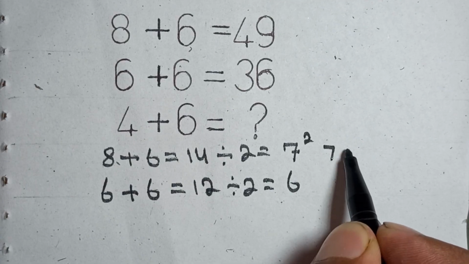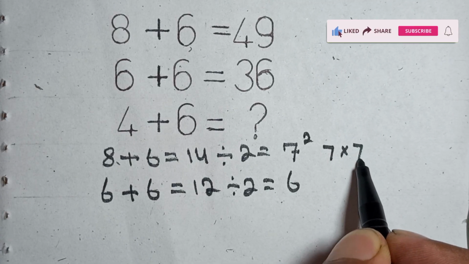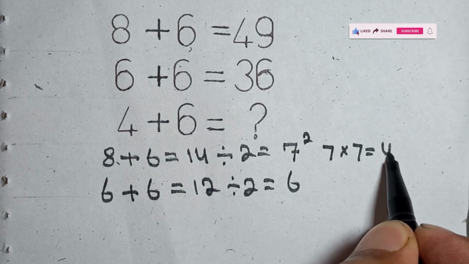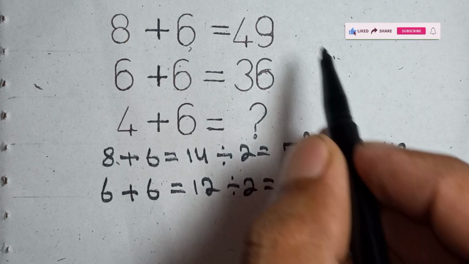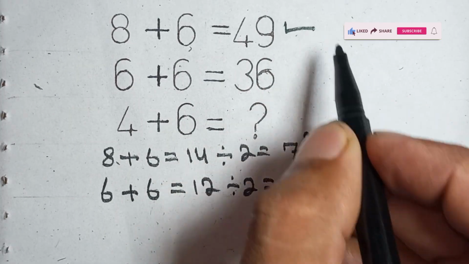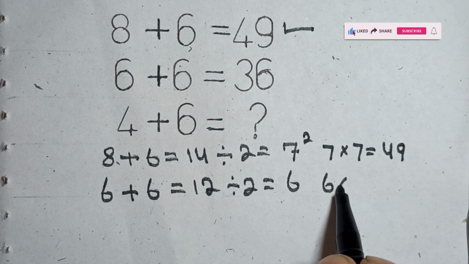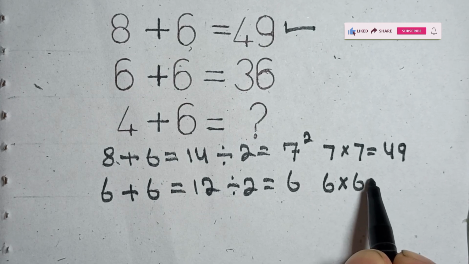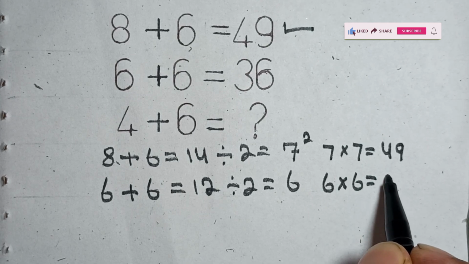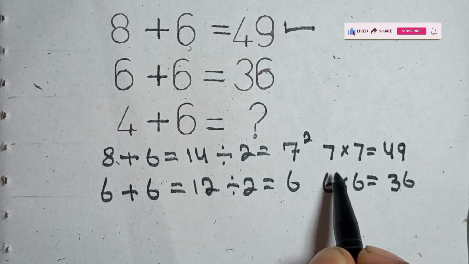7 square, or 7 times 7, gives us 49. 6 square, or 6 times 6, that gives us 36.